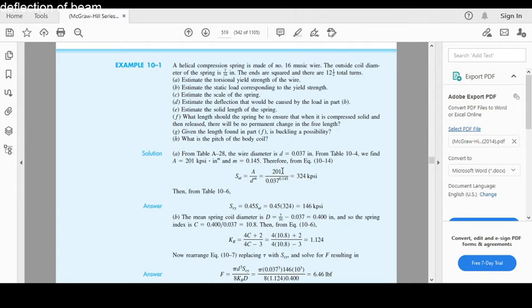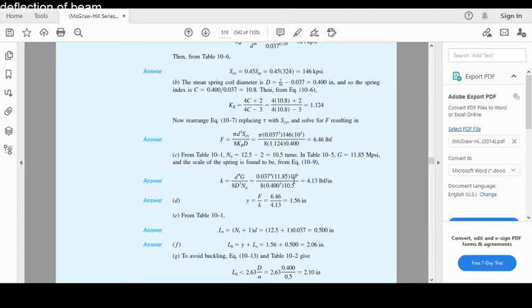Okay, so the statement is simple. There are about A, B, C, D, E, F, G, H questions that can be derived from this simple statement. Okay, so what are the solutions? For solution A, you have to refer to table A28, where the wire diameter is d equals 0.37 inches. From table 10.4, we find that A equals 0.201 and m equals 0.145. So therefore, the ultimate tensile strength is A over diameter to the power m, and from this you can get 324 kpsi. From table 10.6, you can get the yield strength equal to 0.45 Sut, which gives 146 kpsi.